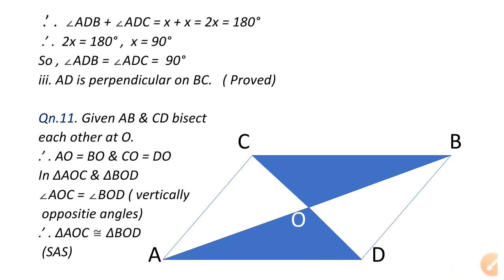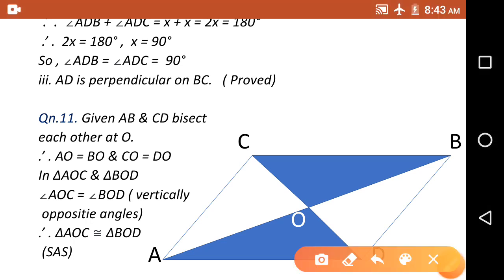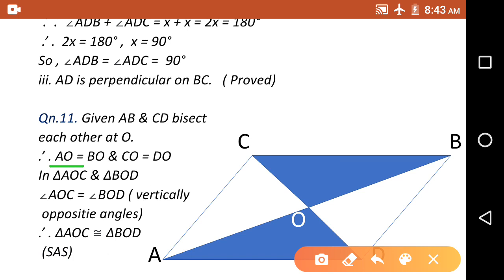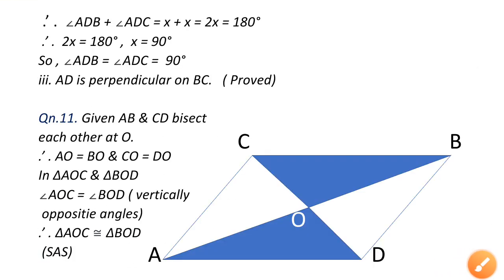Here you have this type of figure. By the color you can identify the four different triangles. Two triangles are of blue color and two triangles are of white color, suppose. The given condition is that AB and CD are two line segments that bisect one another at the point O. Bisect means divide into two equal parts. So here AO is equal to BO, and CO is equal to DO, because O is the midpoint for both the lines, as they bisect at the point O.